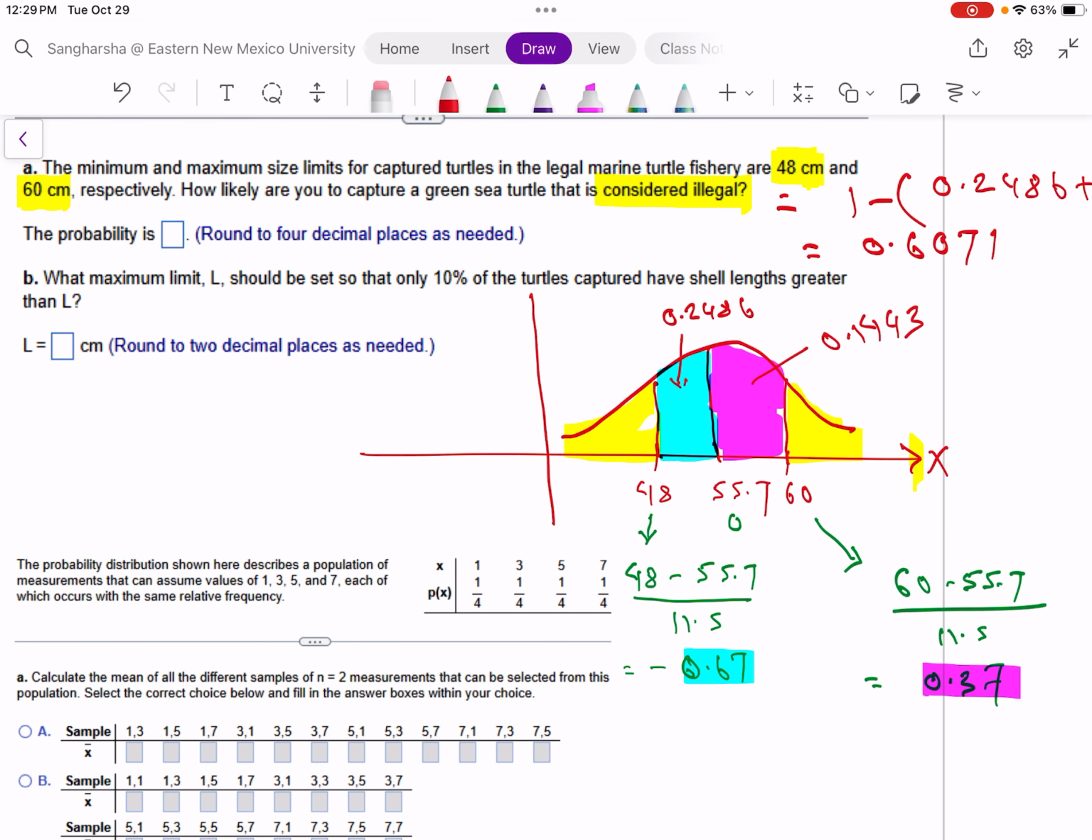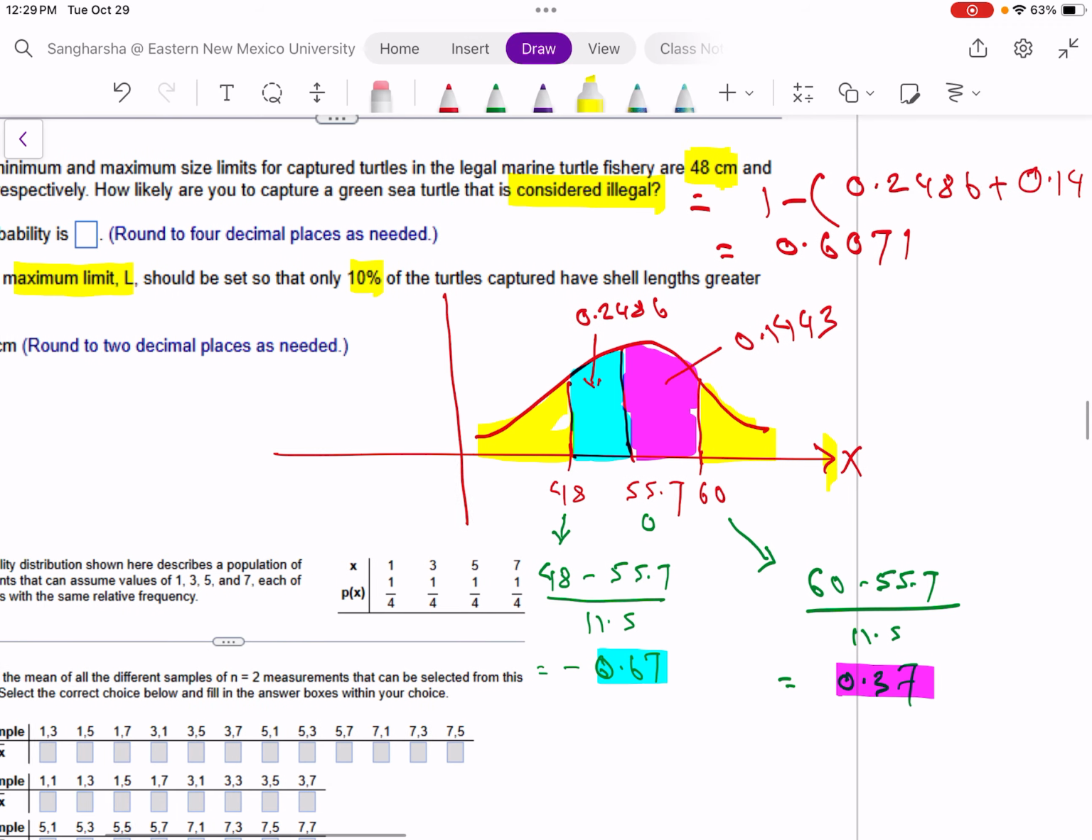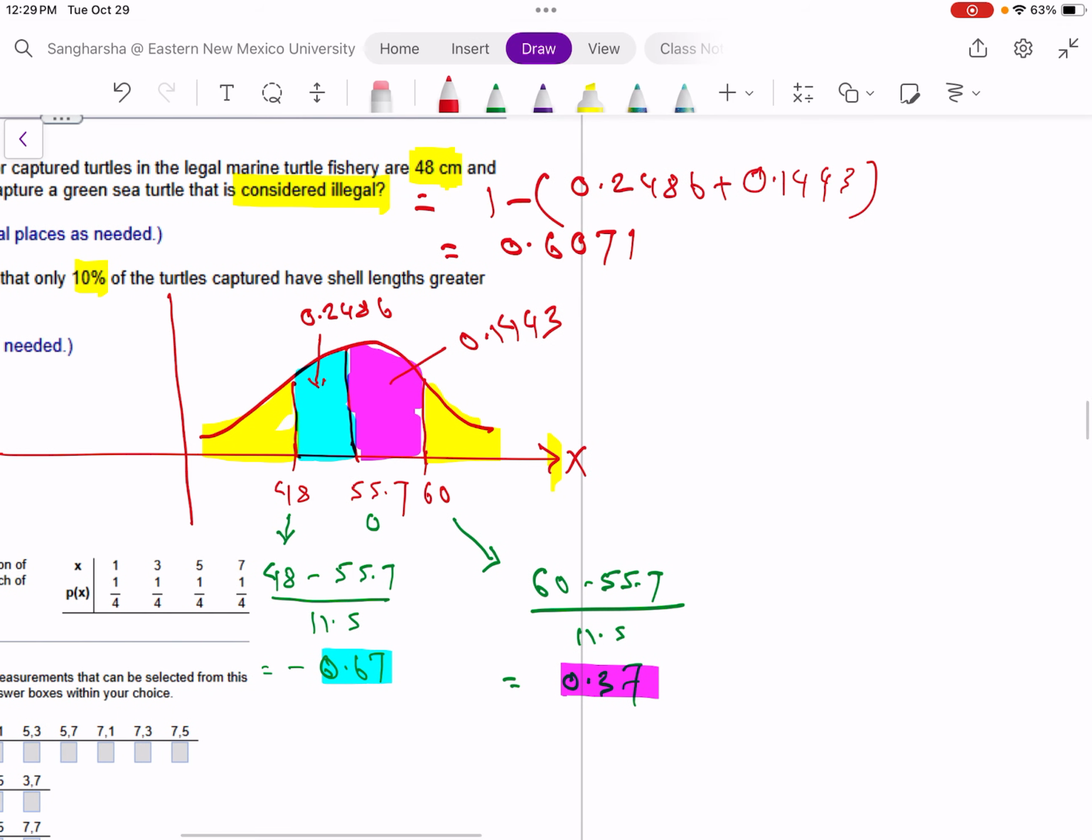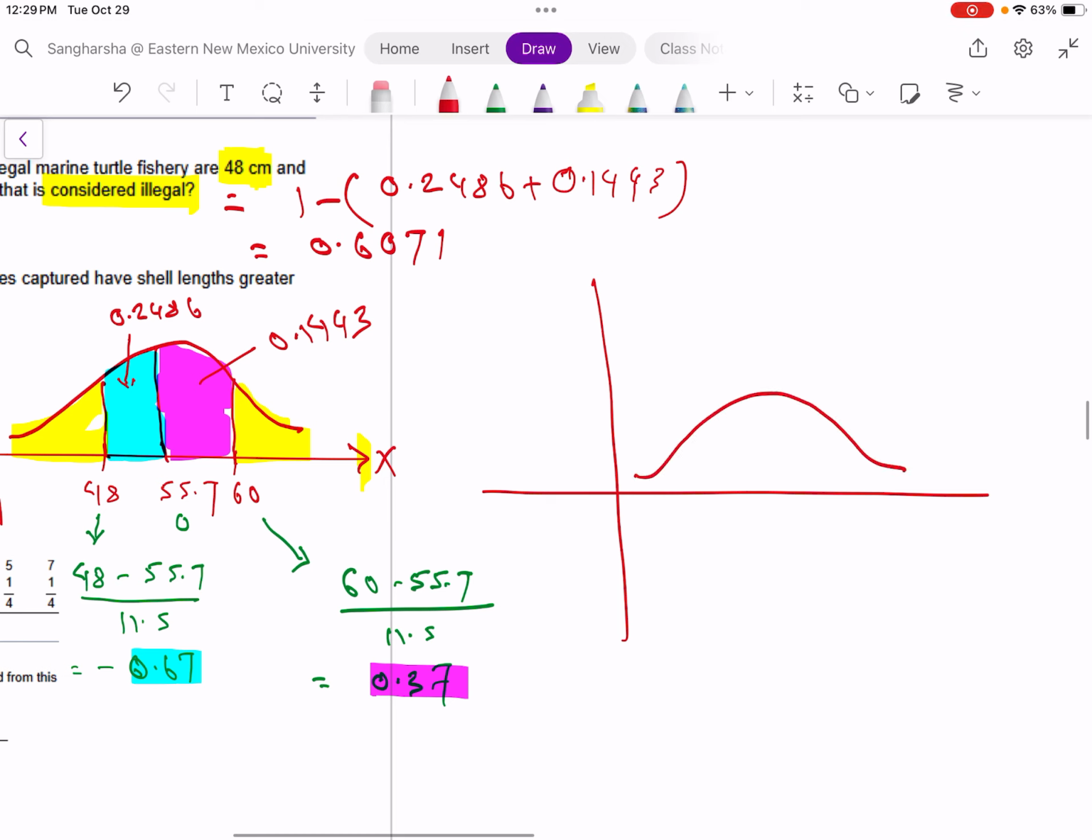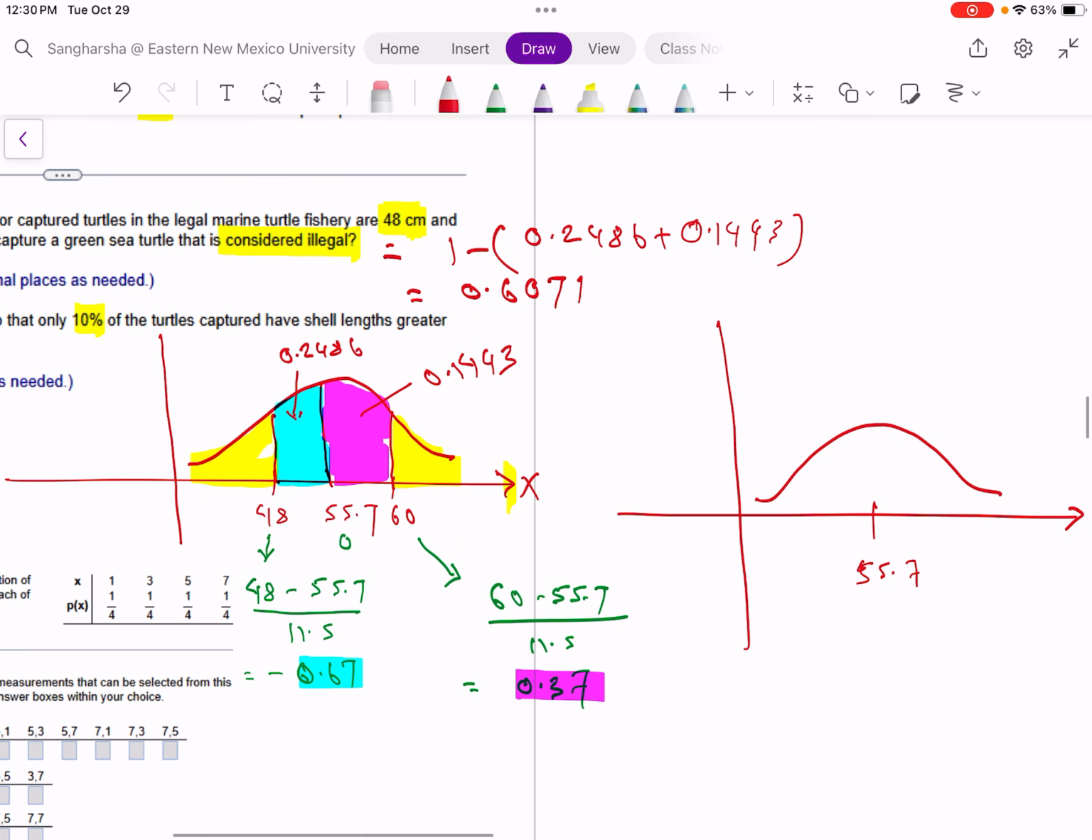Okay, now number B, find the maximum length limit L. What maximum limit L should be set so that only 10% of the turtles captured have cell lengths greater than L? Okay, now here, let's start from a graph. So we have a normal distribution. Our mean is 55.7.